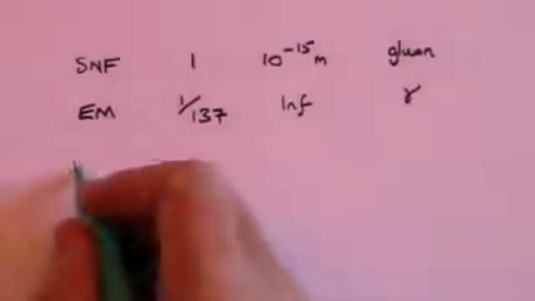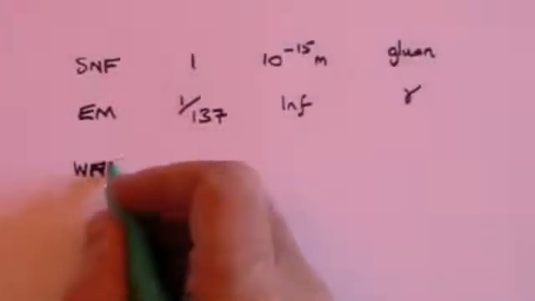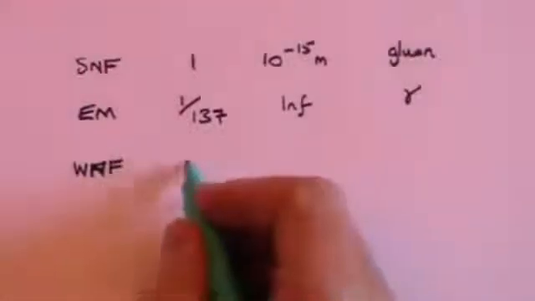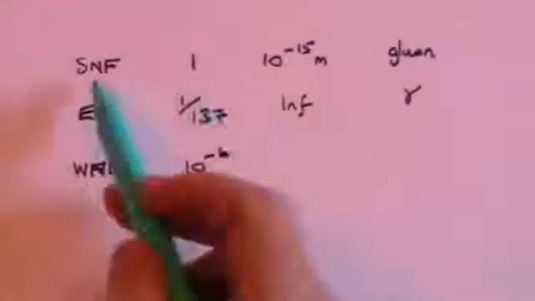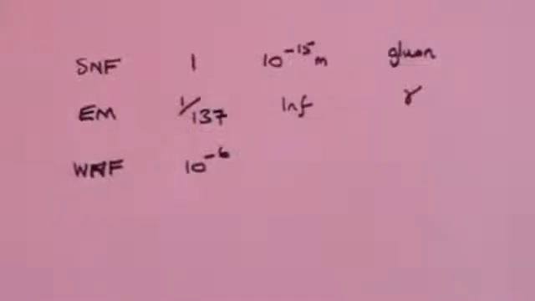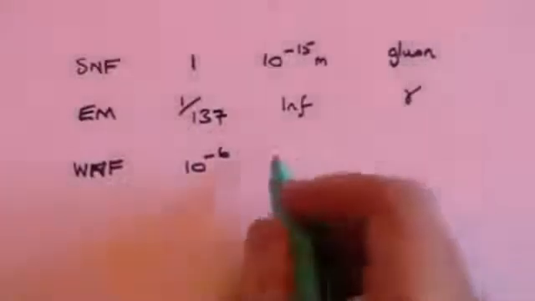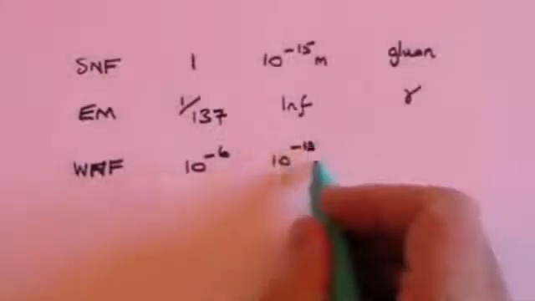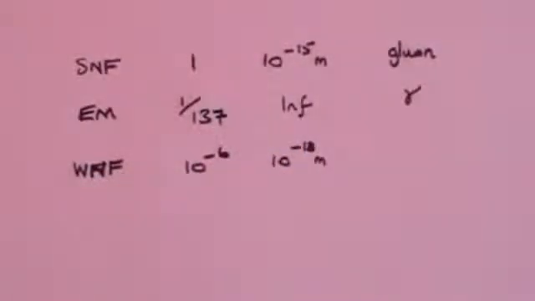Next we have the weak nuclear force, and the relative strength compared to the strong nuclear force is about 10 to the minus 6. As we said before, this has a range which barely gets it across a proton, let alone the nucleus, 10 to the minus 18 meters, because the W boson lasts for only 10 to the minus 25 seconds. So its range is very, very short.